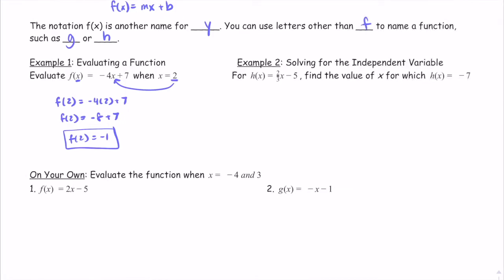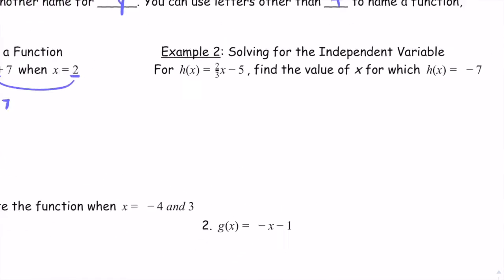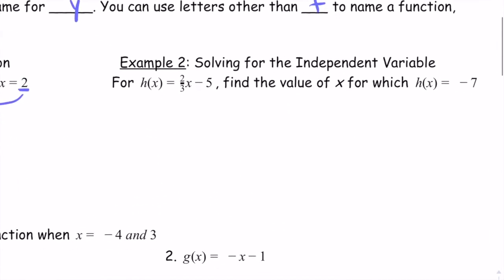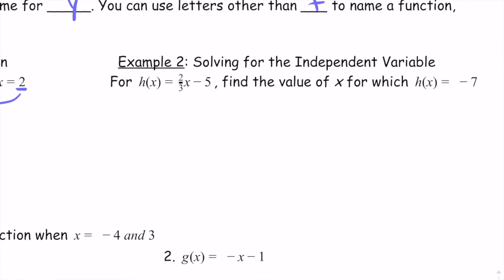Here is the last example. I think this is it. It's a pretty short lesson. Okay, solving for the independent variable. So it looks like h of x equals 2/3 x minus 5. Find the value of x for which h of x equals negative 7.